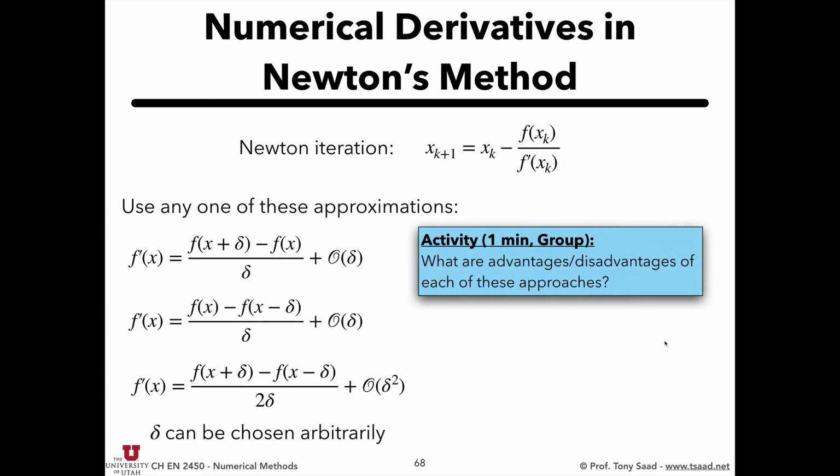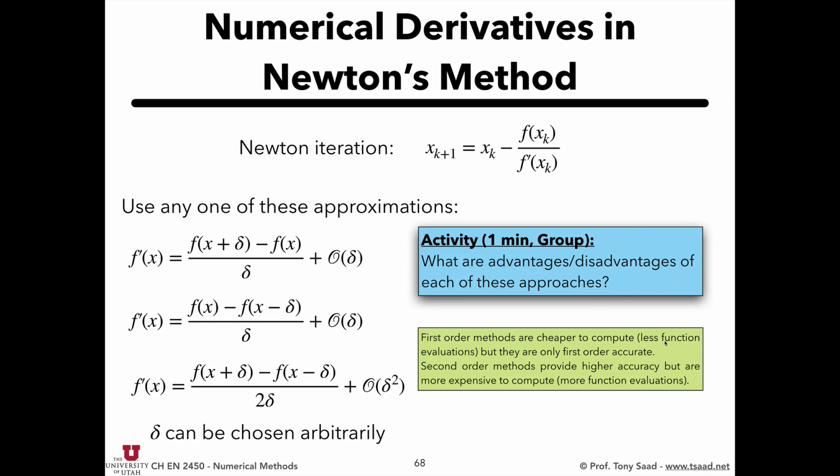Now, you have an activity: what are the advantages and disadvantages of each of these approaches? So notice some of them are first order, some of them are second order, but there's another caveat in there. So can you think of a few advantages and disadvantages for using these numerical derivatives? Pause the video here, take a minute and think about this.